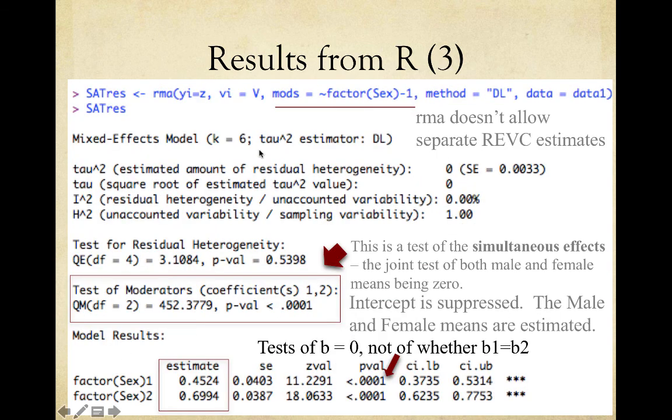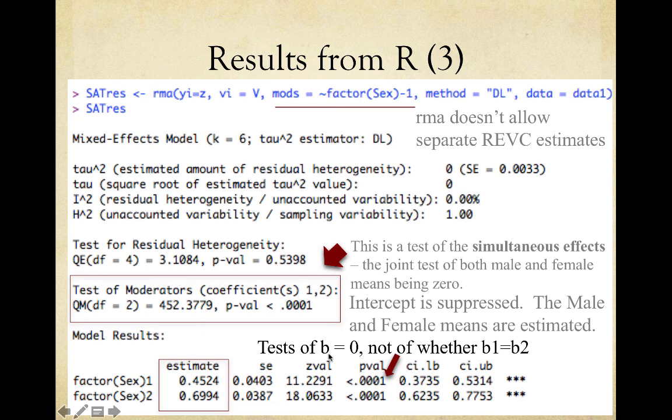Now I'm going to do the same thing, except I've got mods factor sex -1. So -1 means suppress the intercept. All right, so I'm going to get the same results all the way through, except now that I'm down here, I've suppressed the intercept, and so it says factor sex 1, factor sex 2. So here's for the males, here's for the females, and we get 45 and 70. And the p-values are very small.